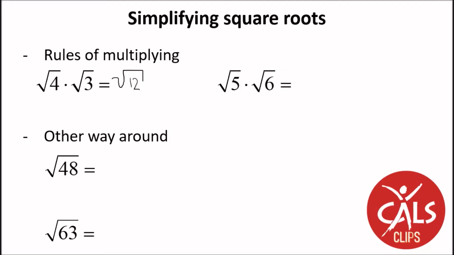And this one, another example, the square root of 5 times the square root of 6. We can say it's the square root of 5 times 6, and that is 30. Okay, so if we know this, we can also do it the other way around.